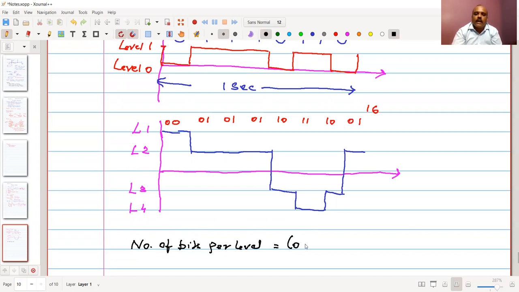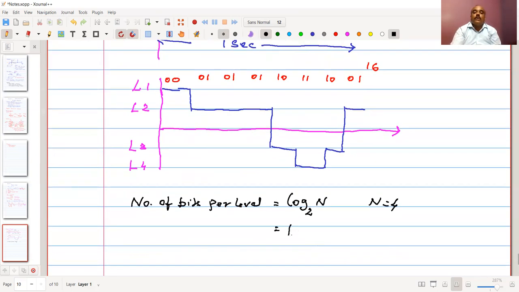We can easily see that this can be given as log 2 of n, so n is my number of levels. Let us start with n equals 4. Log base 2 of 4 is 2. Now if I take this as 8, how many bits can we pack? 3. You can ask, sir, let us take some 128 levels, can I pack so many bits? That's not going to happen, as we will see.